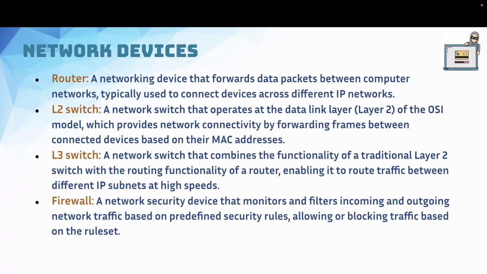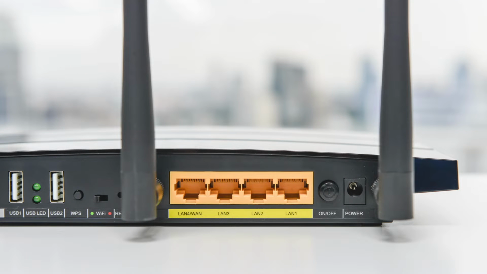When we talk about network devices, what I would like you to remember is the difference between a router, a level 2 and a level 3 switch, and a firewall. A router is a network device that's going to forward data packets, and that's why those OSI model layers come in handy. It's going to forward data packets between computer networks, and this is typically going to be used to connect devices across different IP networks. So this is two different networks talking to each other through a router.